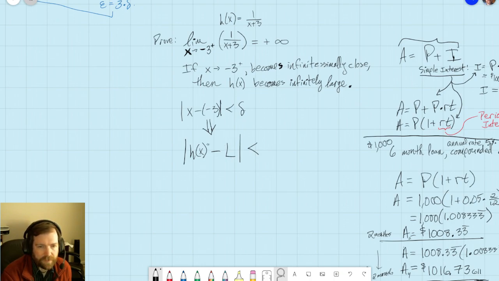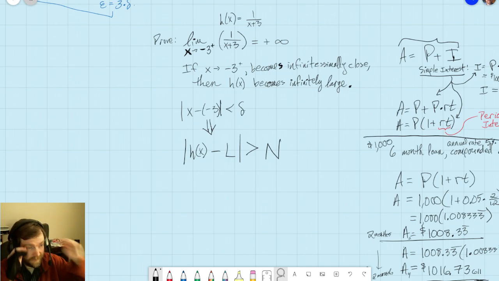So then we have to say that the distance between h of x and the limit is going to have to be less than, actually that's not true anymore. We want it to be greater than some particular value n. Or no, is it still less than? Man. We're having a good day. Alright. Cool, cool. Well, I guess we'll find out pretty quick.